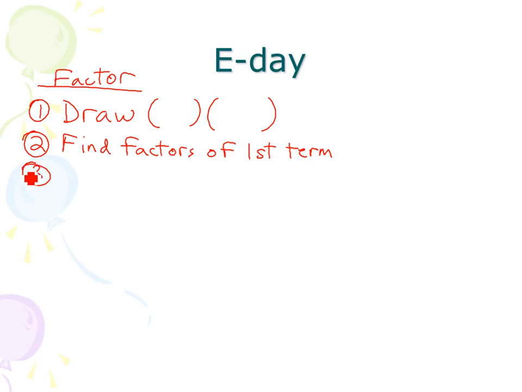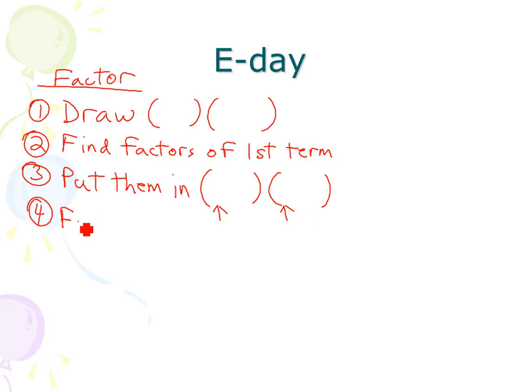Third step. Put them in. And when you put them in, you're going to put one there, one there. Put them in the first part of each parenthesis. Then, find the factors of the third term.